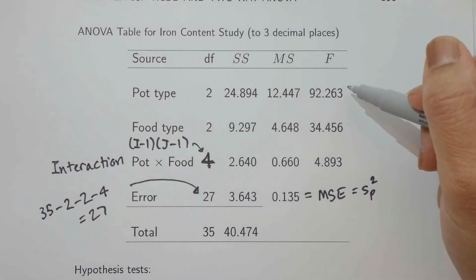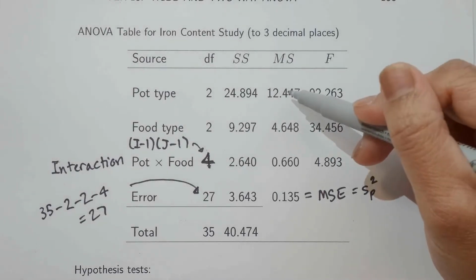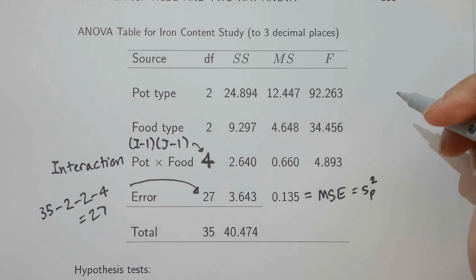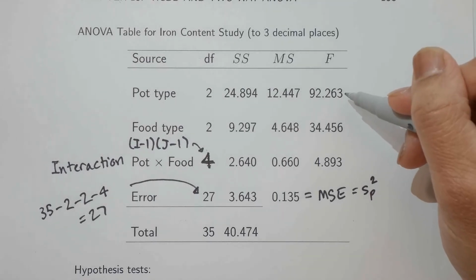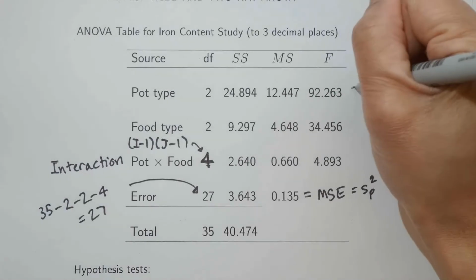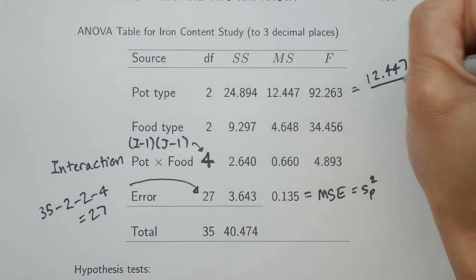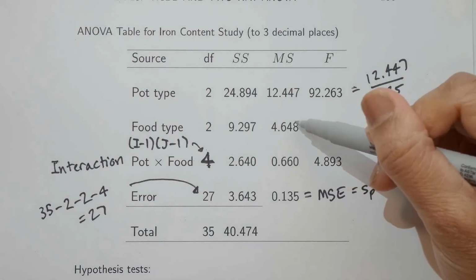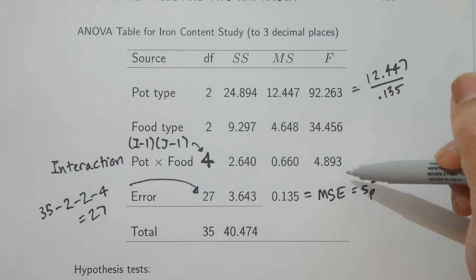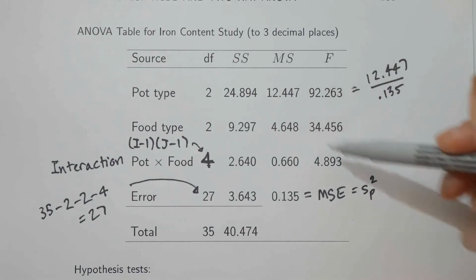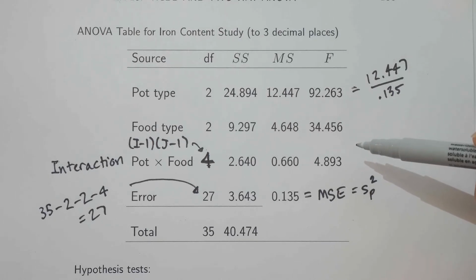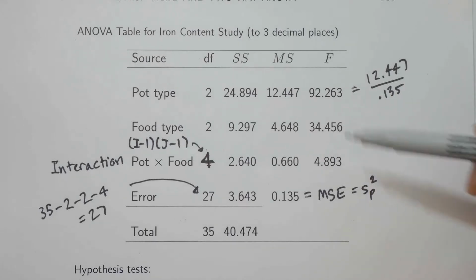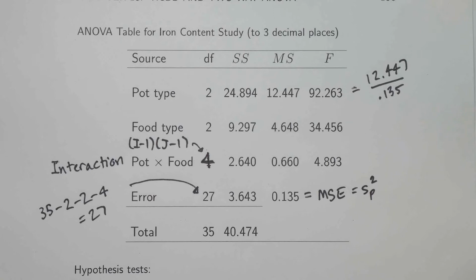Okay, and what about the F statistic? Remember, these are looking at our mean square divided by mean square error. So we end up getting 12.447 over 0.135, for example. This one would be the 4.6 over 0.135 and so forth. And now that we have our ANOVA table, we can actually perform hypothesis tests for the interaction and for each of the main effects. So let's go through how we actually do that.